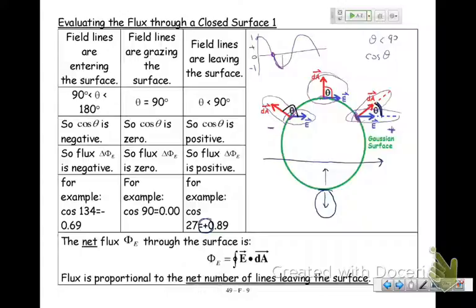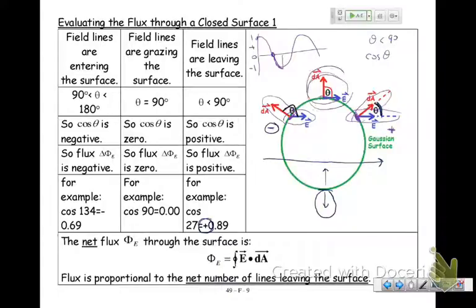And what can you tell me about when the electric field is coming in and the area vector is pointing in that direction? What's this angle? So that's going to be more than 90 degrees, but less than 180, which is always negative. And so when the electric field is entering the potato, you have a negative flux. Positive when the electric field is leaving the potato, negative when it's entering the potato.